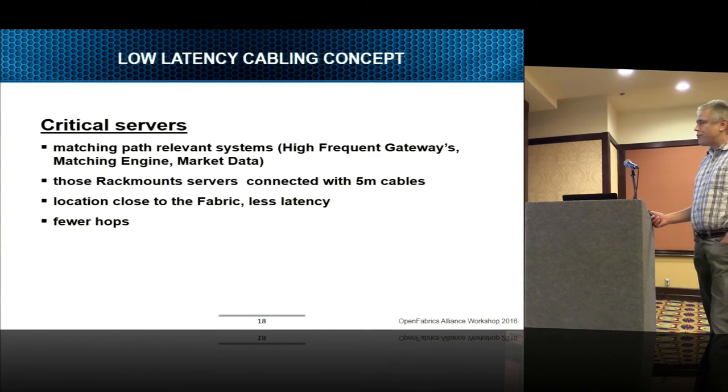So the critical servers are the rack mounts. We have one hop less, and we have higher data throughput. And for the customers, we have an additional Solarflare 10 gig card inside, where the clients can connect directly.